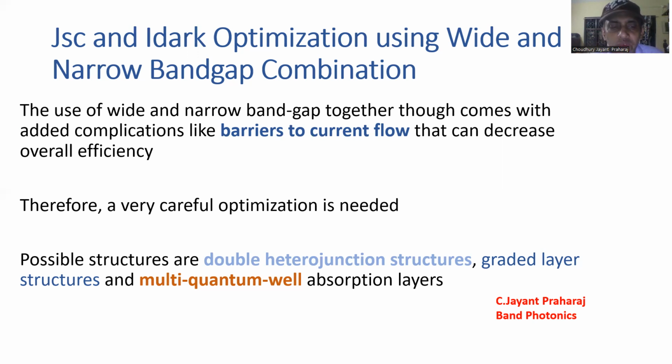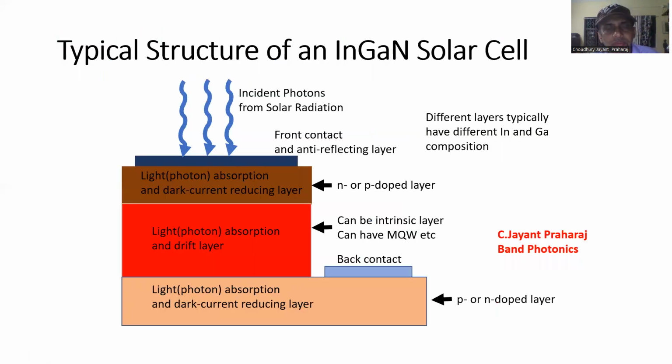And the multi-quantum wells basically modify the absorption characteristics and help achieve some of the goals of getting better absorption. However, again, multi-quantum wells are more difficult to fabricate, more difficult to grow using the available epitaxial growth techniques.